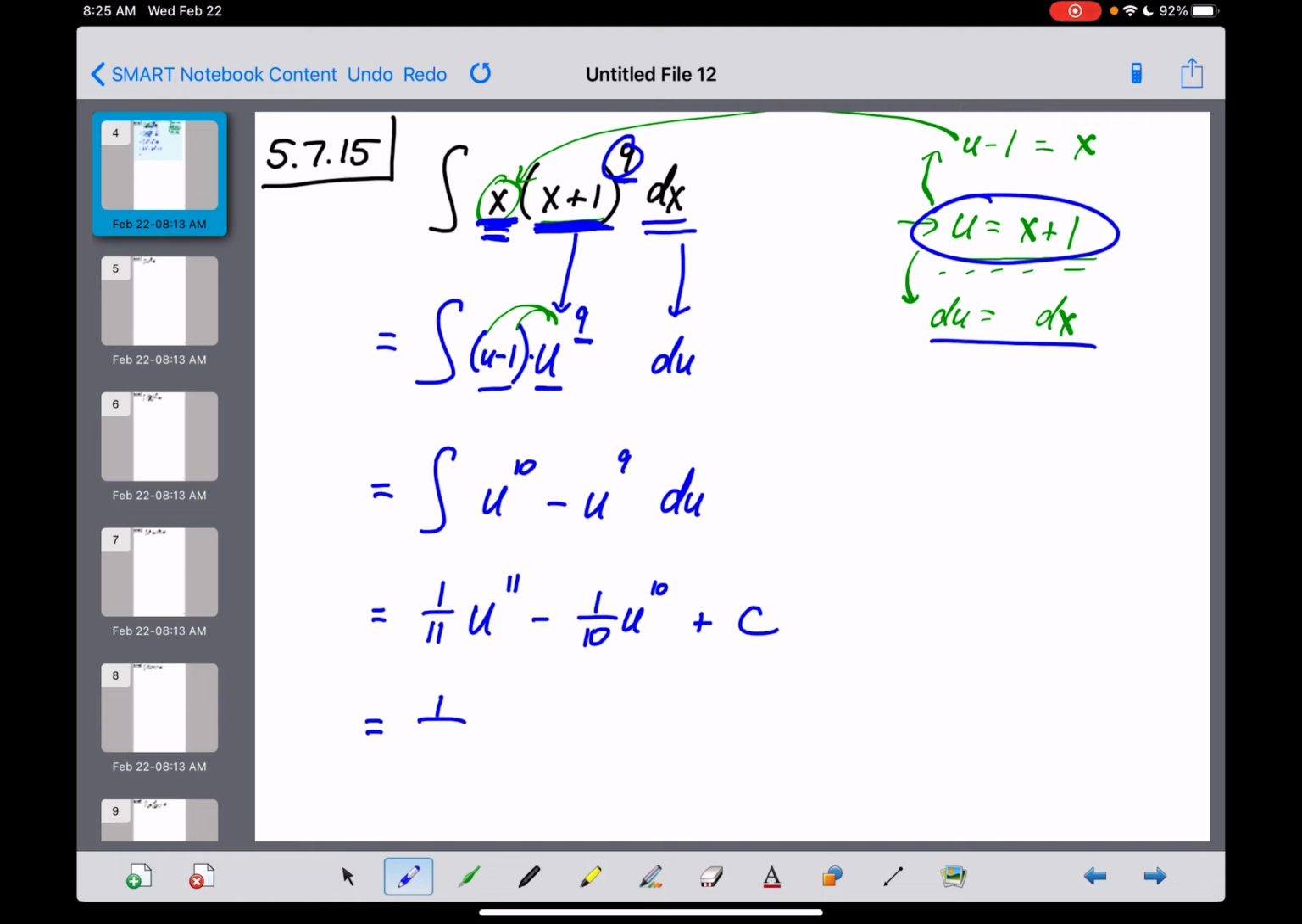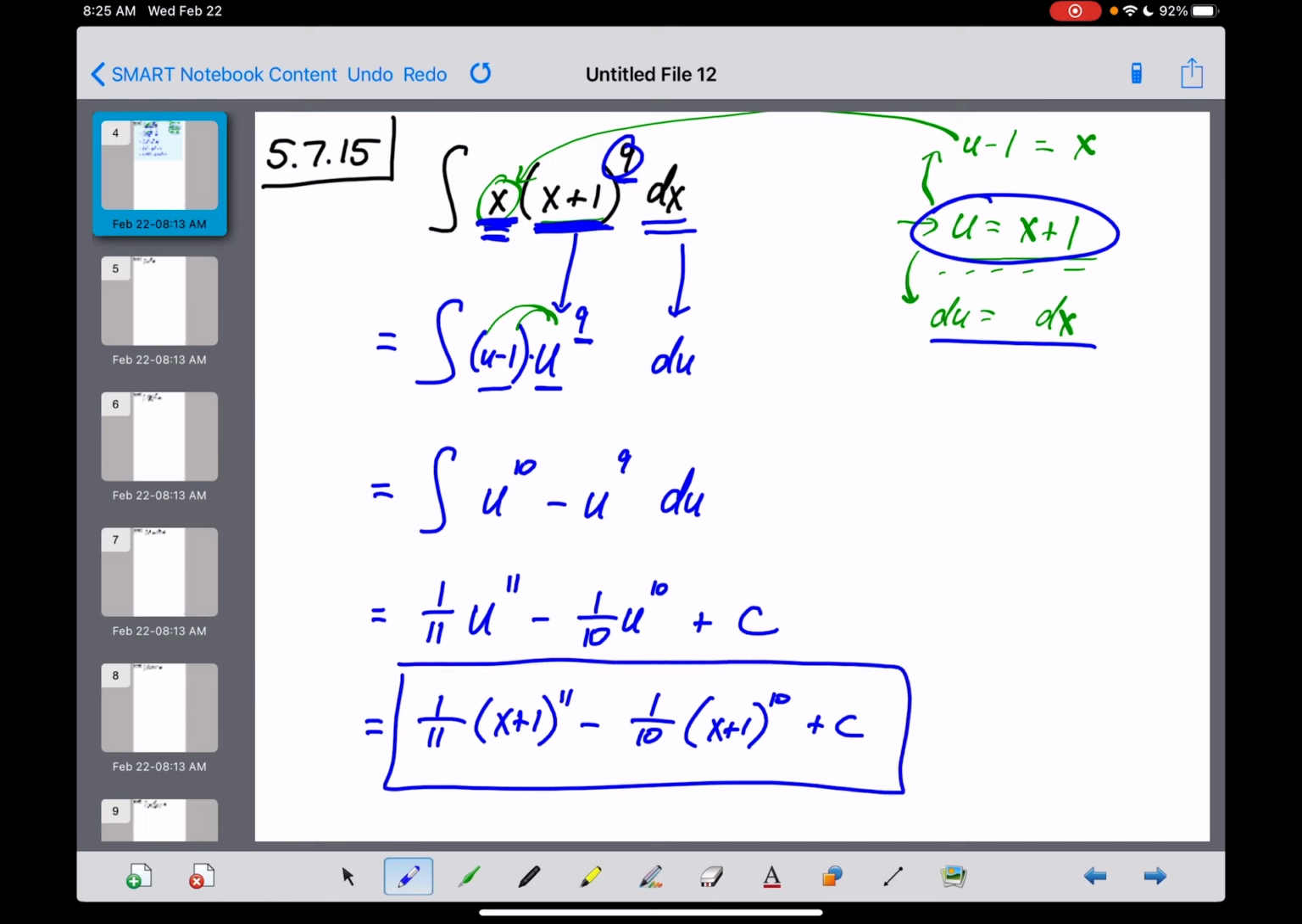So I'm going to write this as 1/11th times x plus 1 to the 11th power, minus 1/10th times x plus 1 to the 10th power, and a plus c at the end, and that should be all we were looking for on problem number 15. All right, so that's our answer, and the key there, guys, was to flip-flop the binomial and the monomial. We always want it to be the monomial that something more complicated is happening to rather than the binomial.